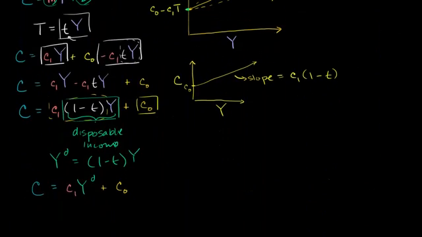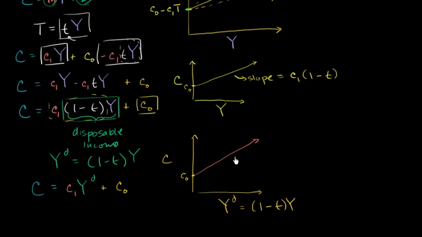And if we wanted to plot it this way as a function of disposable income, not aggregate income, then it would look like this. So this is consumption, and this is disposable income, which is the same thing as 1 minus the tax rate times aggregate income. Still, our vertical intercept is C naught, and our line's slope is the marginal propensity to consume. So this is C1, just like that.